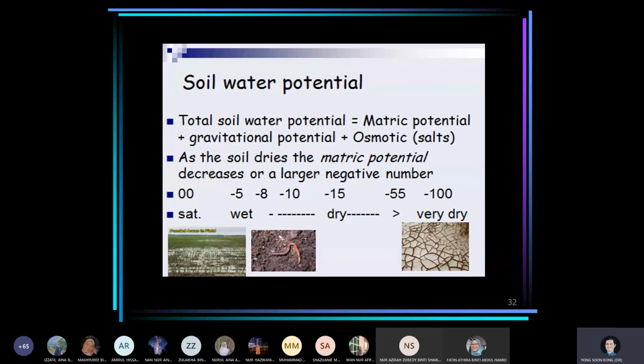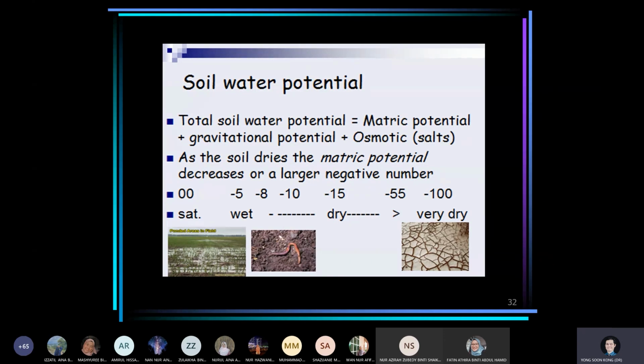Zero is the highest value for water potential, and then it will decrease downwards from -5, minus single digit. It could be up to like -100. So you can say like between 0 to 100. The round numbers that you can see right here are always negative. The more negative the soil water potential, the drier the condition.